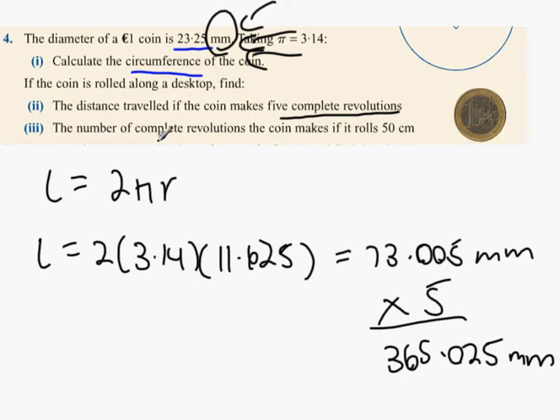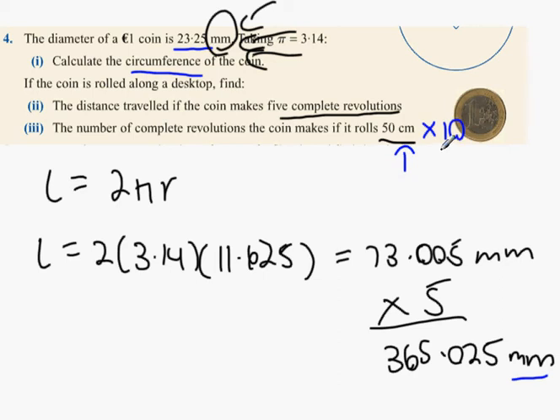Okay. Find the number of complete revolutions it makes if it rolls 50 centimeters. What's the problem with that question? It speaks in centimeters, we speak millimeters. We need a translator. How do you translate centimetres into millimetres? Multiply by 10.